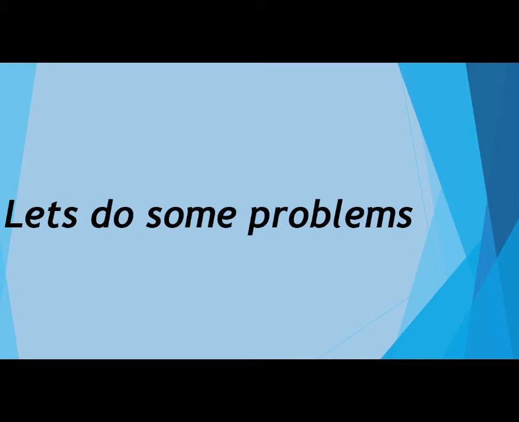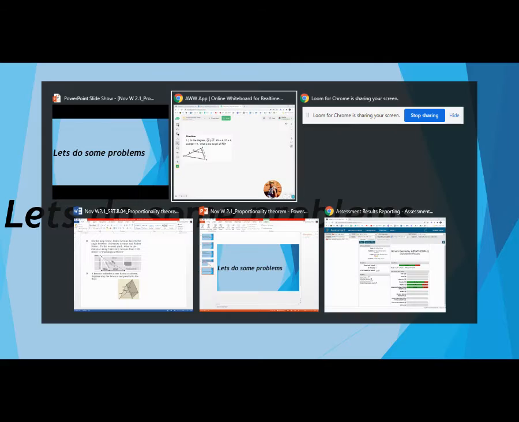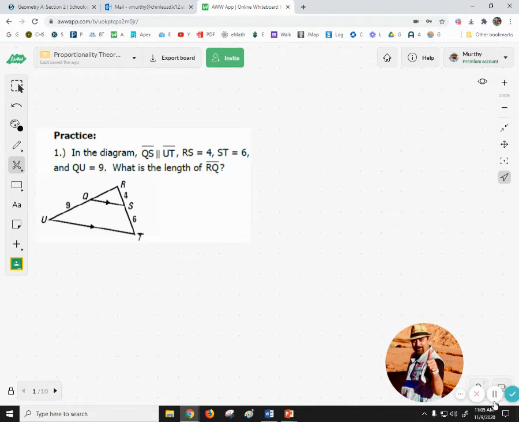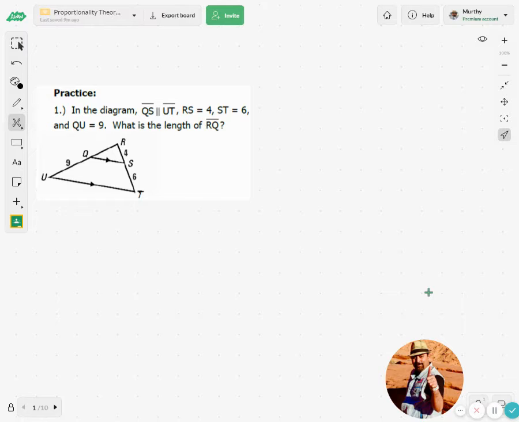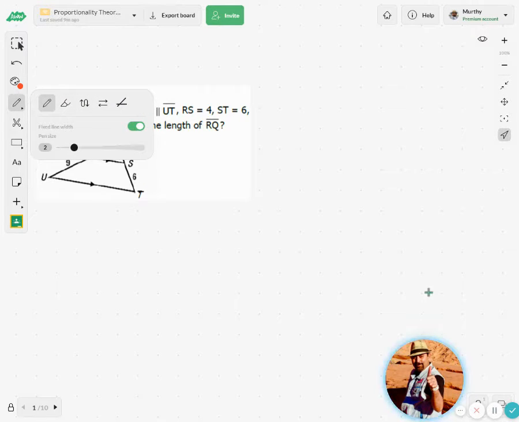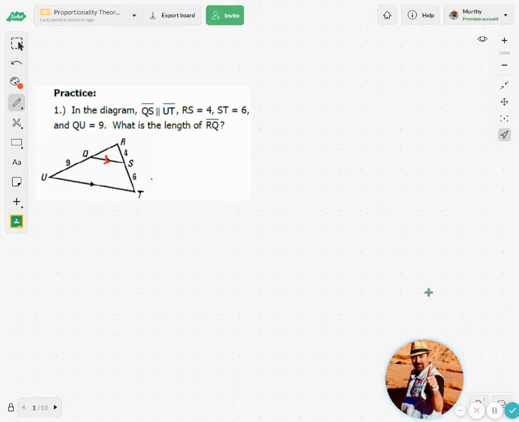Okay, let's do some problems on the whiteboard. So let's go to the whiteboard. Well, this is the first problem. I see that QS is given parallel to UT. These arrows indicate that these two lines are parallel. Okay, so if these two lines are parallel, let's look at the question. The question is, what is the value of RQ?